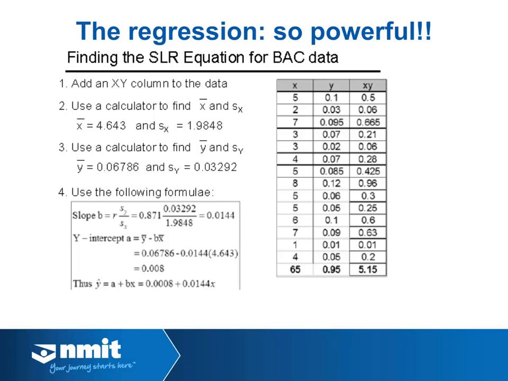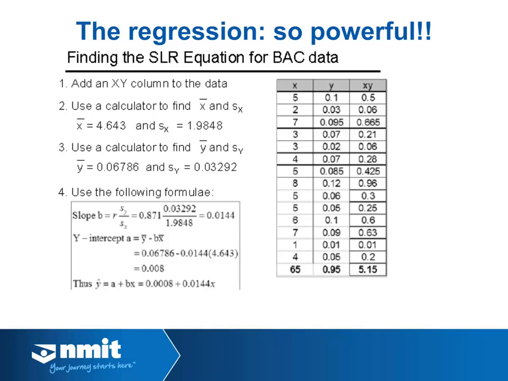So calculating by hand, this is how we derive the equation for the blood alcohol content data set. R times the standard deviation of the response variable divided by the standard deviation of the explanatory variable, or the variable in the y-axis divided by the standard deviation of the variable in the x-axis. And then the y-intercept, or A, is simply the mean of y minus B times the mean of x. And that gives us an equation 0.0008 plus 0.0144x.